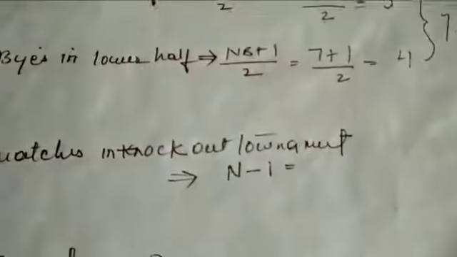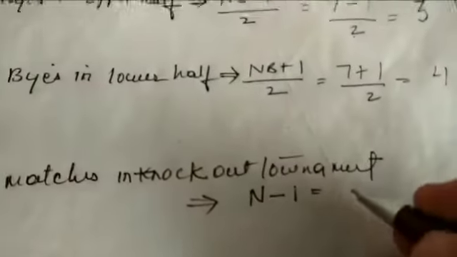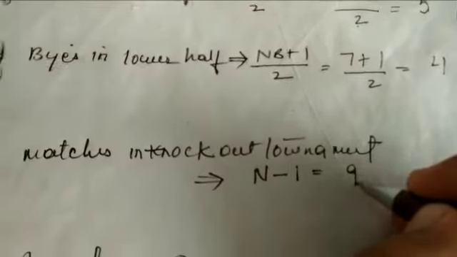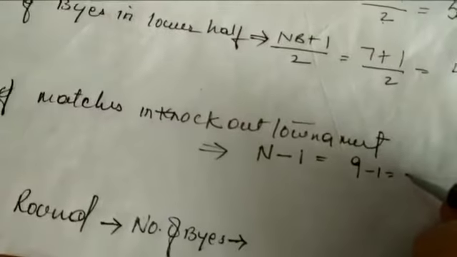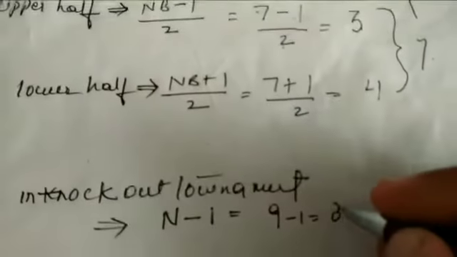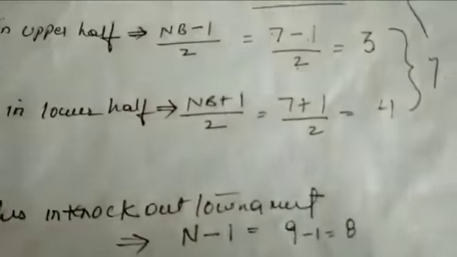Now the number of matches: my n is 9. 9 minus 1 is 8. Okay, the total number of matches will be 8.